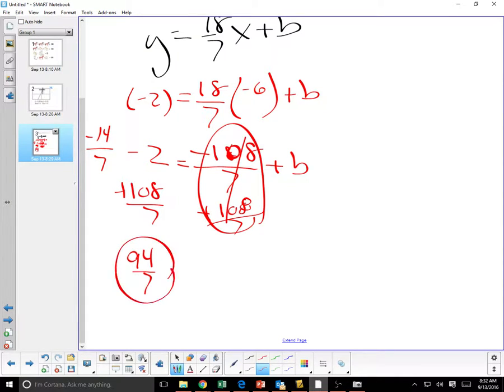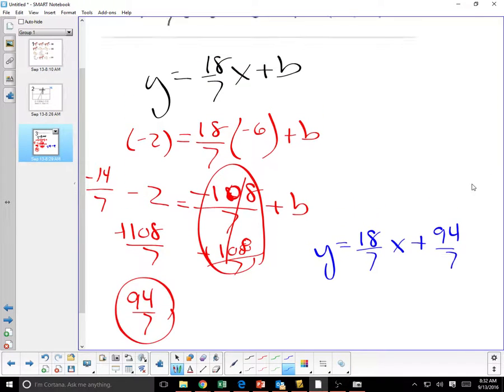There's the b. So I have an equation that reads, and I'm just going to do it here in the corner in blue. So my equation reads y equals 18 sevenths x plus 94 sevenths. Everyone okay with that so far? We've already done that. Are there any questions on any part of this that I need to explain some more?